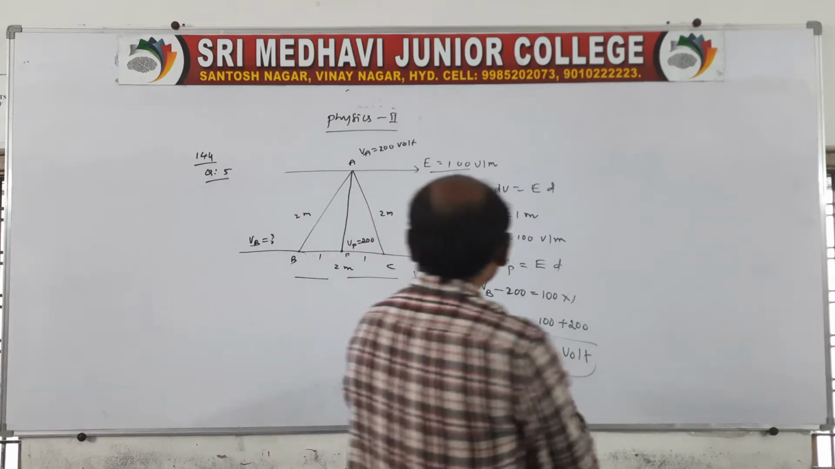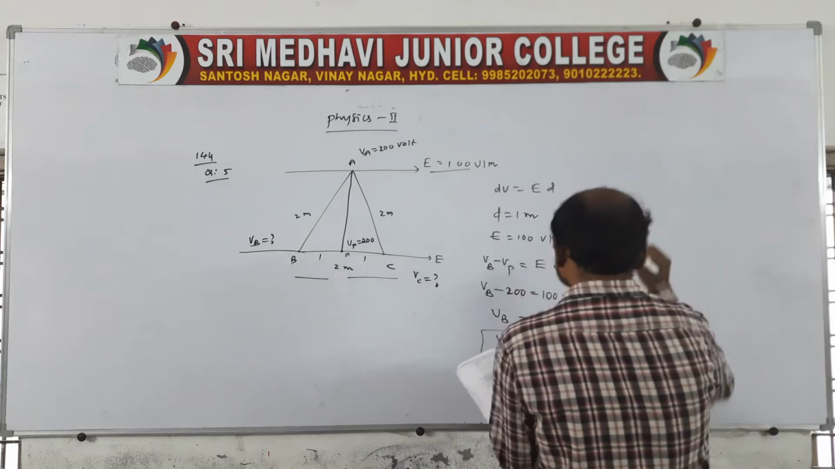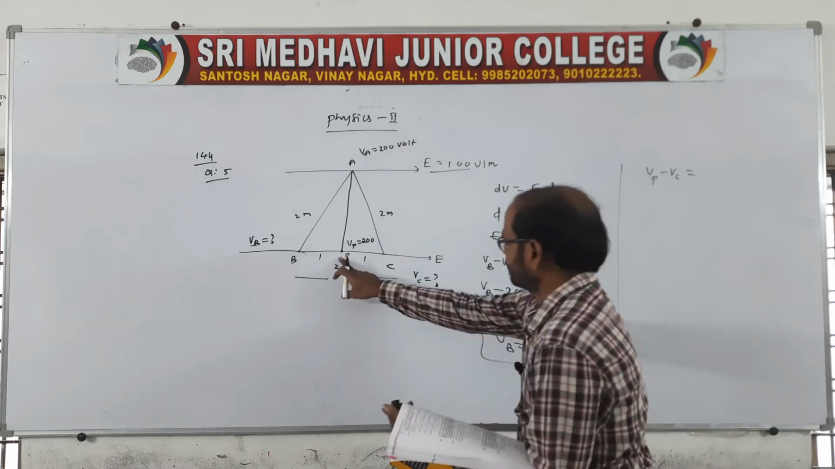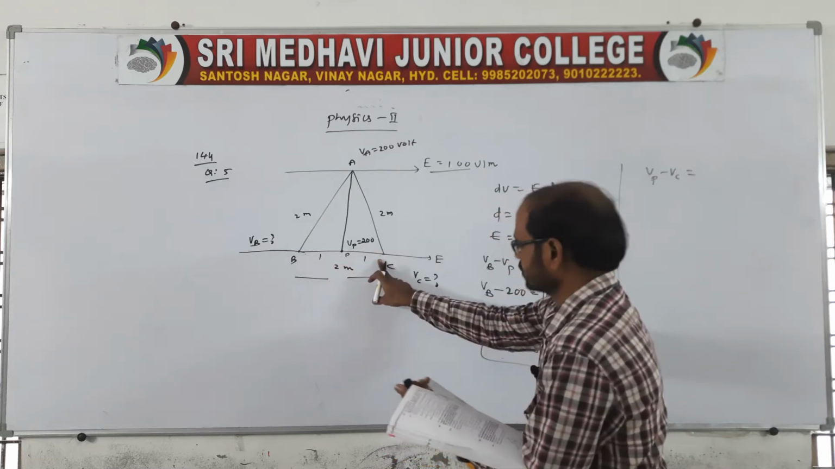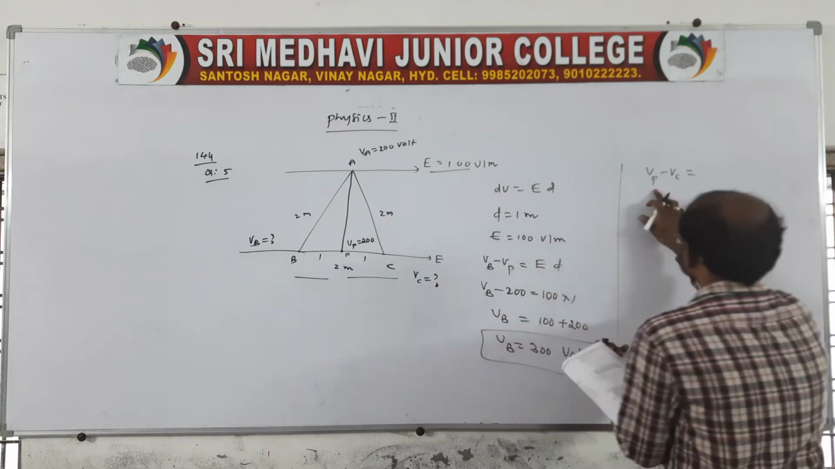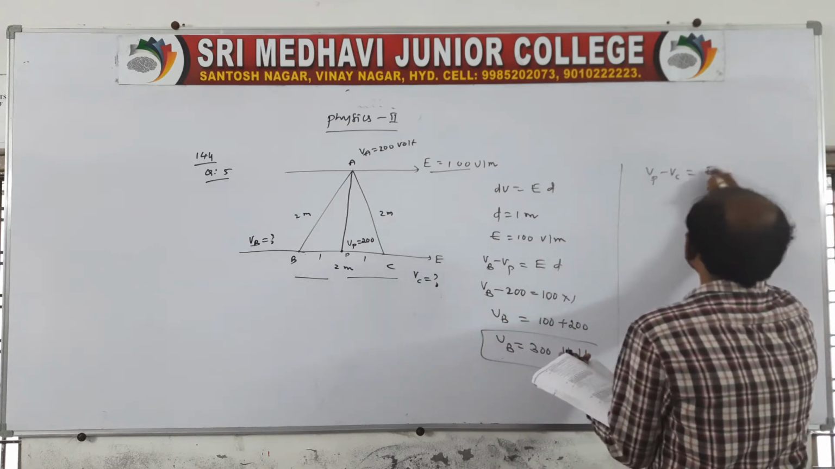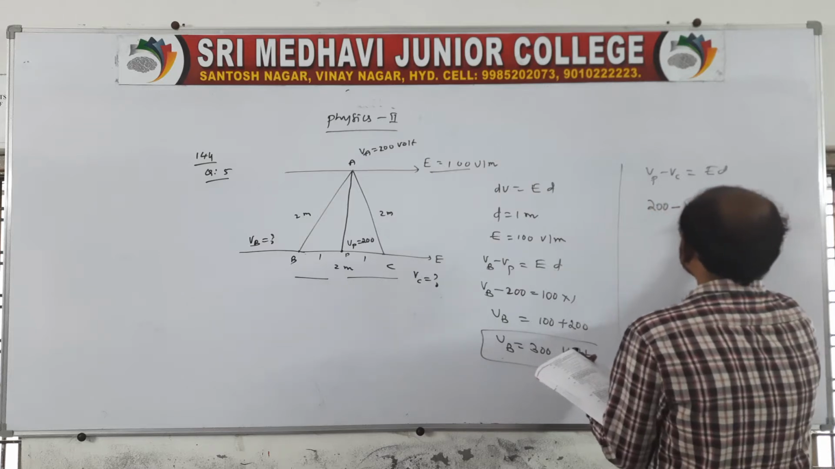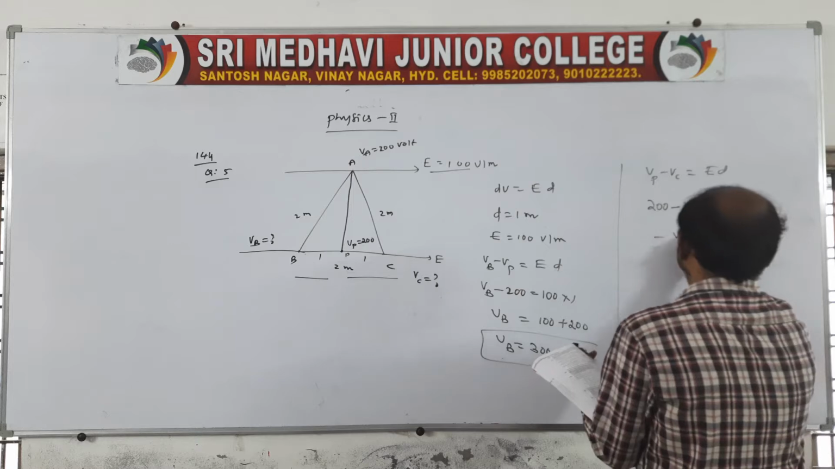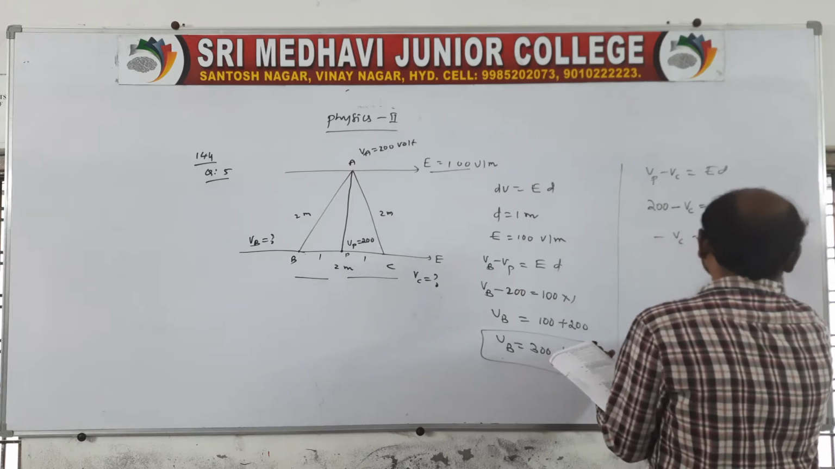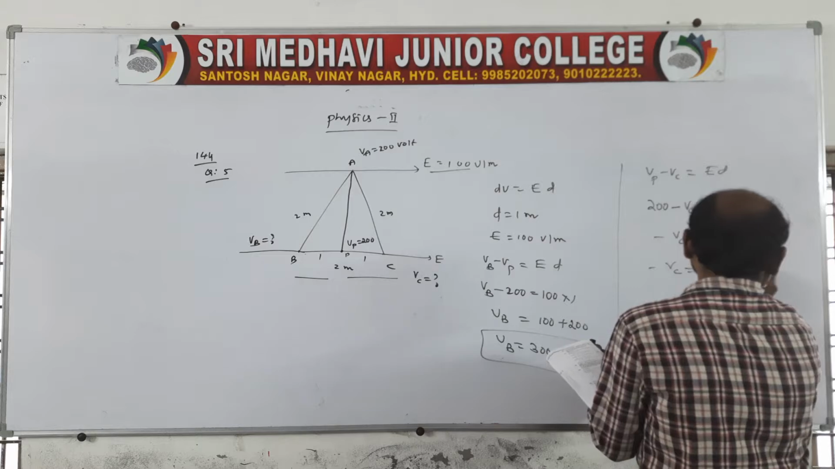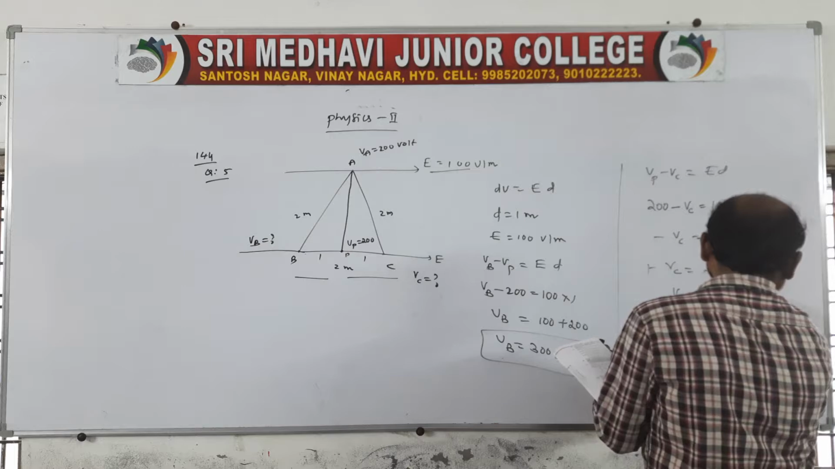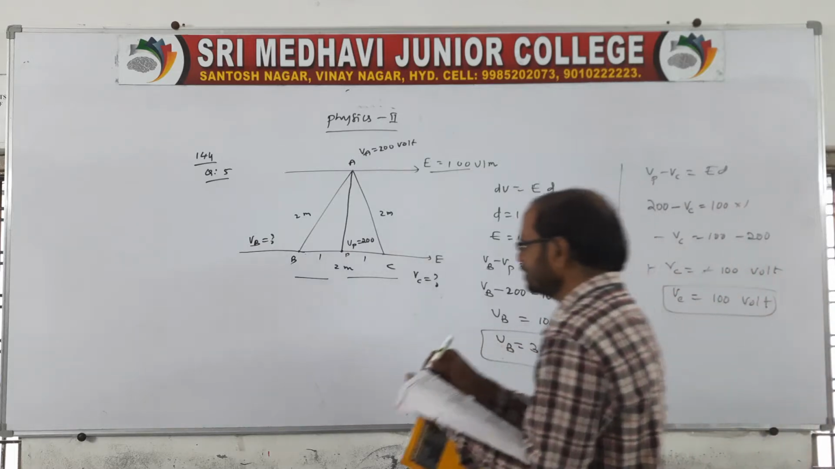Coming to point C, take the same similar method: VP minus VC is equal to E into d, with P as initial and C as final. VP we know is 200, E is 100, into 1. So 200 minus VC is equal to 100, giving VC is equal to 100 volt. Clear?